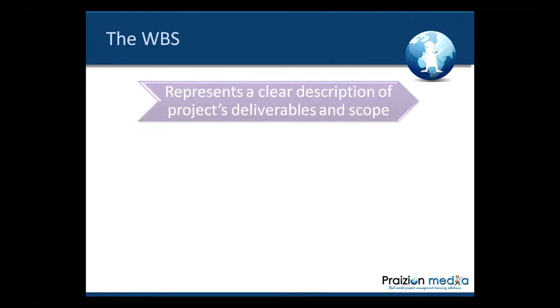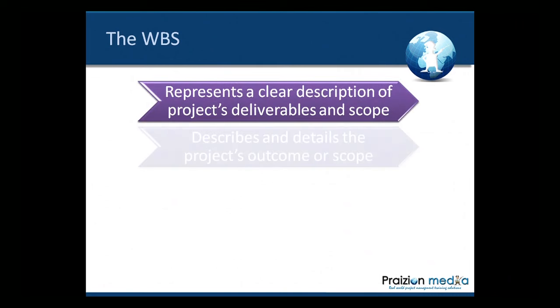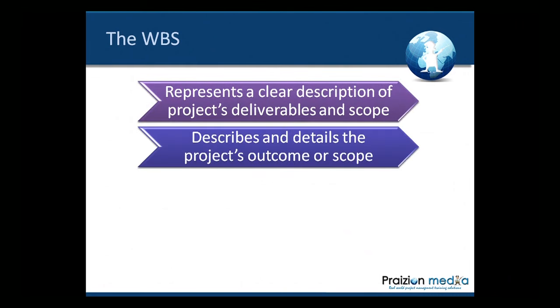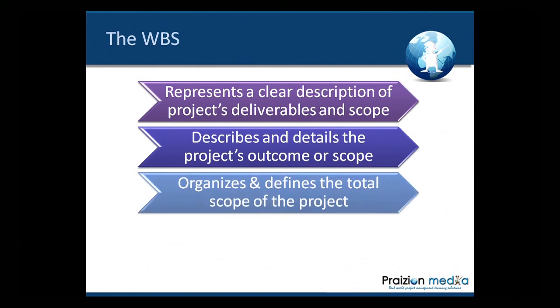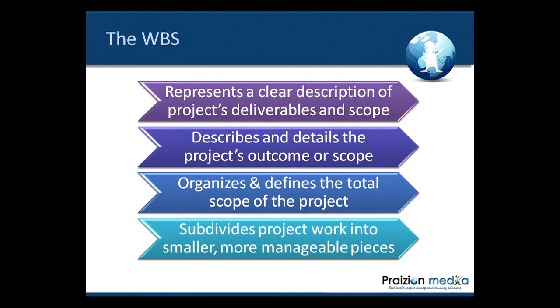When we take a look at the WBS, it represents a clear description of the project's deliverables and scope. It describes the details, the project's outcome or scope. It organizes and defines the total scope for the project, and it subdivides project work into smaller, more manageable pieces.